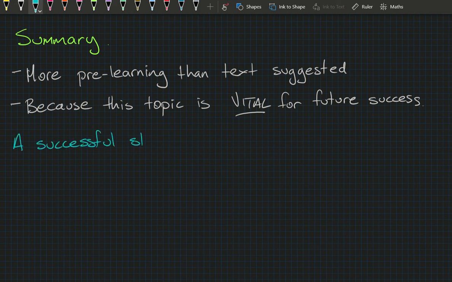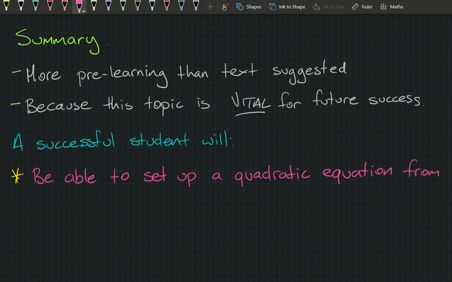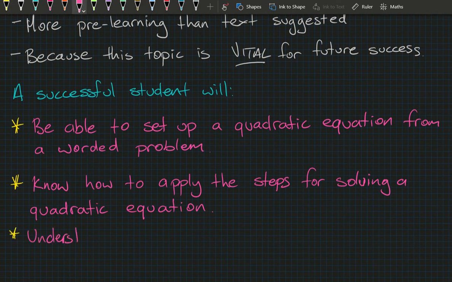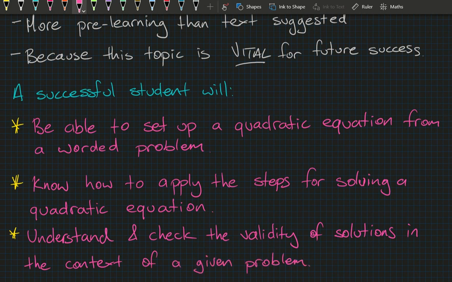Okay, in this class, a successful student will be able to set up a quadratic equation from a worded problem, know how to apply the steps for solving a quadratic equation, and finally, understand and check the validity of solutions in the context of the given problem.